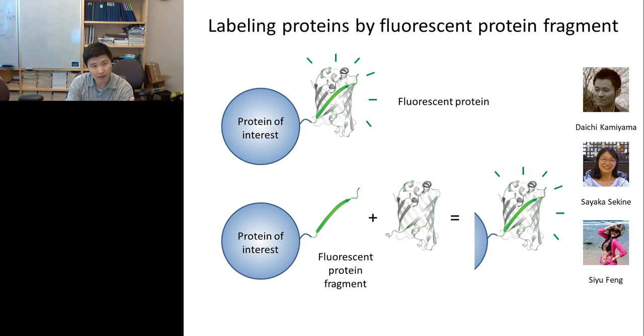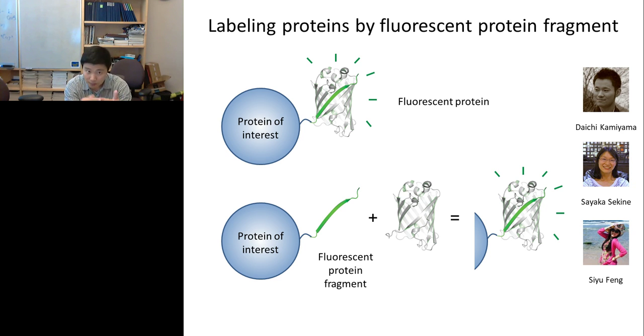Instead, we can take advantage of the split fluorescent protein system. In this case, we only need to put a small fragment of the fluorescent protein on a protein of interest, while we have the other big fragment just floating in the cytoplasm. And these two fragments, once seeing each other, are going to complement and reconstitute a fully functional fluorescent protein. In this way, the insert can be much smaller.